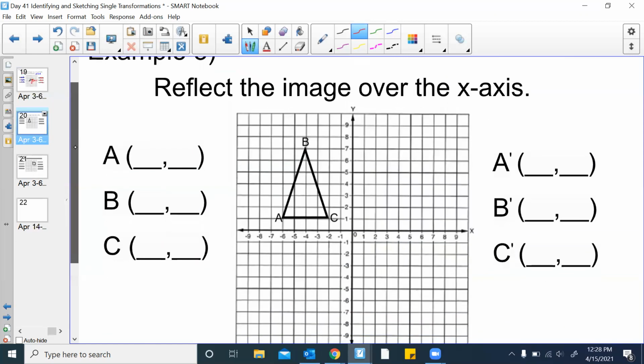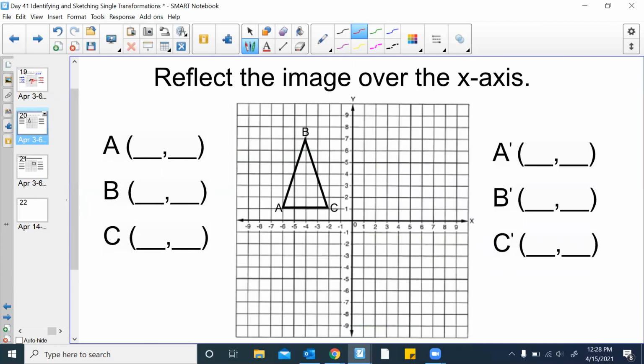All right, reflect the image over the x-axis. Well, let's look where the x is. Right here, and let's just start moving our points. So A, we come down 1, we hit the x, we have to go 1 past it. So that's going to be A prime. C, same thing, down 1, go 1 past it. That's C prime. B, down 1, 2, 3, 4, 5, 6, and 7 to get there. That means we're going to come all the way down to negative 7. And you'll notice that we still have the same shape, even though now I can't draw a straight line.